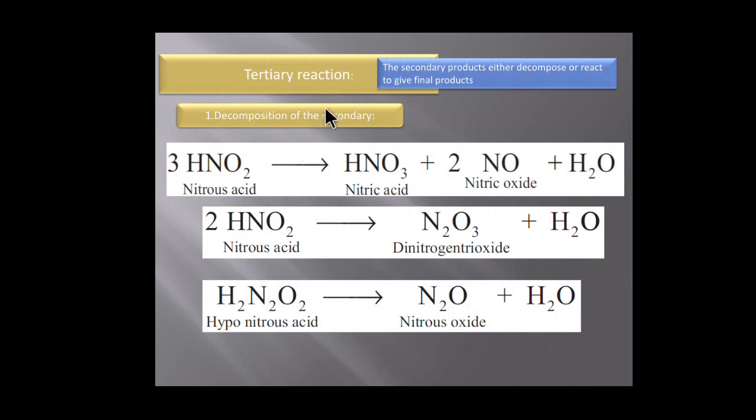And in the tertiary reaction, the secondary product either decomposes or reacts to give the final product. This is the tertiary reaction. First, decomposition of secondary products: nitrous acid decomposes to form nitric acid, nitric oxide and water. And nitrous acid also decomposes to form nitrogen trioxide and water.